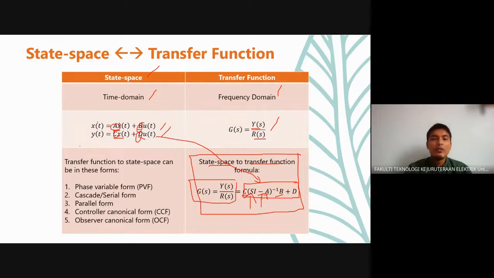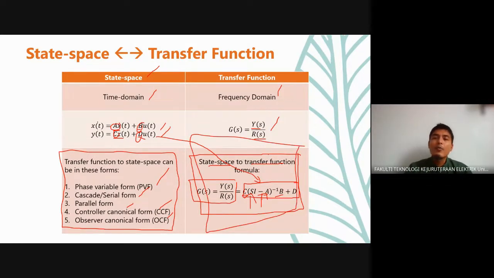This area, converting the transfer function to state space, we will cover after the midterm break. It can be converted into a few forms: PVF, cascade, parallel, CCF, OCF, and so on. Today we just focus on this area.